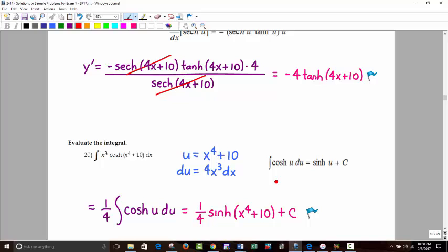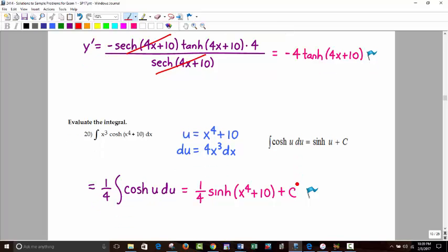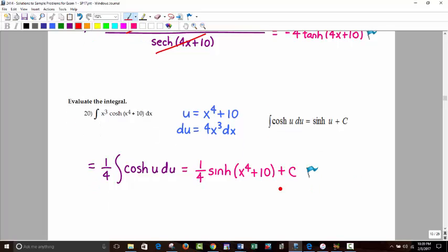Number 20 is not too bad. It shouldn't be hard to figure out that you would obviously want the x to the fourth plus 10 to be your u, and therefore that derivative is 4x cubed. So obviously I didn't show it, but we divide both sides by 4 to get x cubed dx. So the 1/4 comes to the outside. Then you're just left with 1/4 hyperbolic cosine. The antiderivative is hyperbolic sine. So there we have it: 1/4 hyperbolic sine of x to the fourth plus 10, plus c.